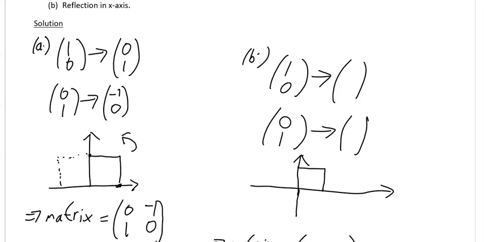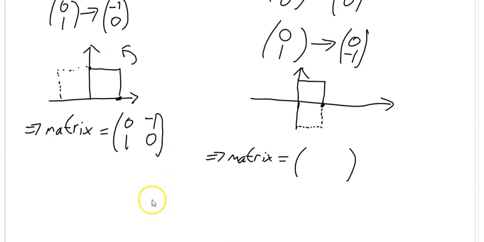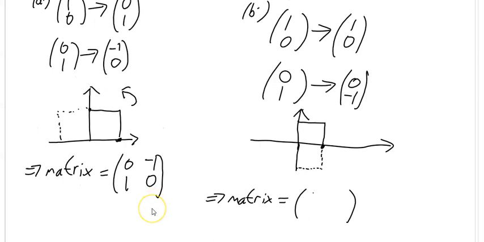Okay, this was a reflection in the x-axis. So again, we'll just do it out here. There's your original unit square. If you reflect that in the x-axis, it's going to go down to here. So 1, 0 is on your mirror line, so it actually stays fixed. Whereas 0, 1 is here, and it's going to go down to 0, minus 1. So we can now fill in our transformation matrix. It's going to be 1, 0 as your first column, and 0 and minus 1 as your second column.